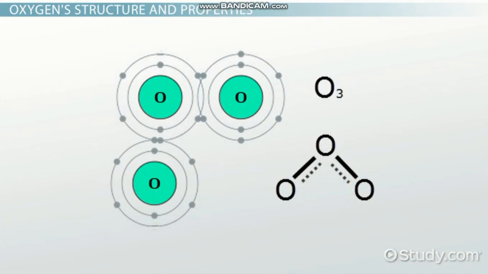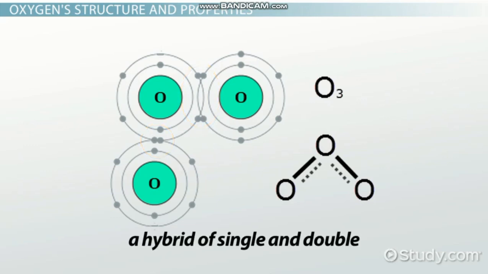Ozone structure contains 3 oxygen atoms, but the usual dot structures are not completely effective in describing it. A perfect octet around each atom would suggest that 1 double bond and 1 single bond should be present, but both bonds in ozone are the same length and strength. So chemists view the bonding in ozone as a hybrid of single and double.